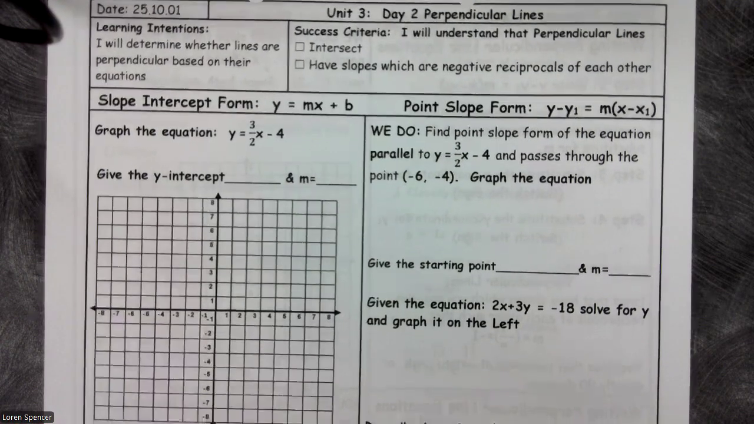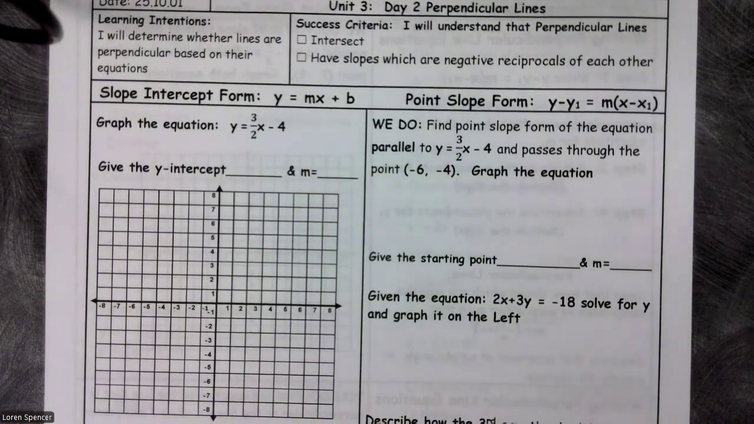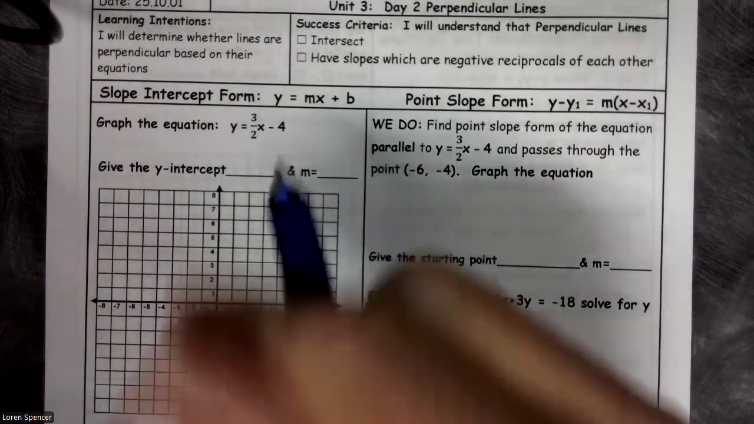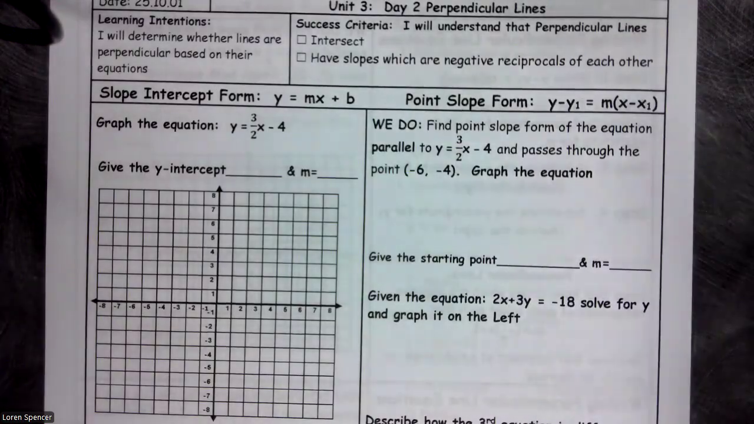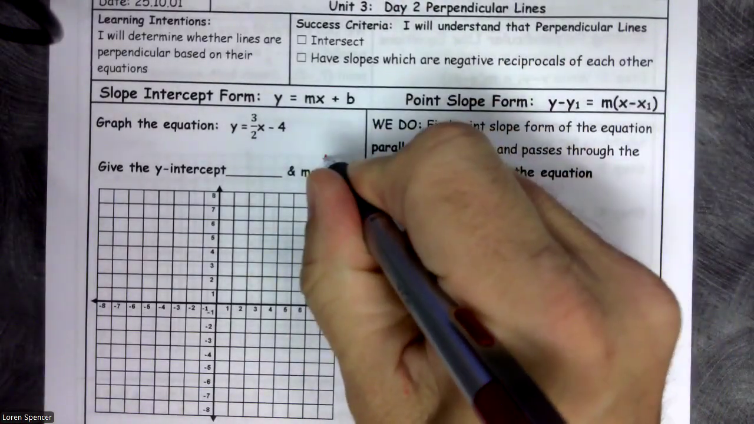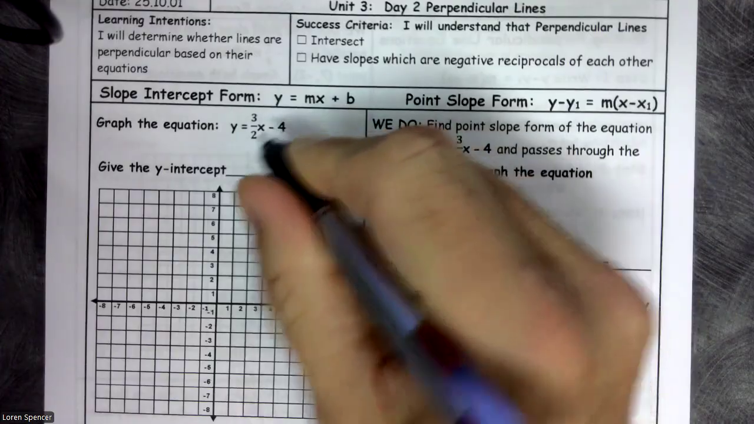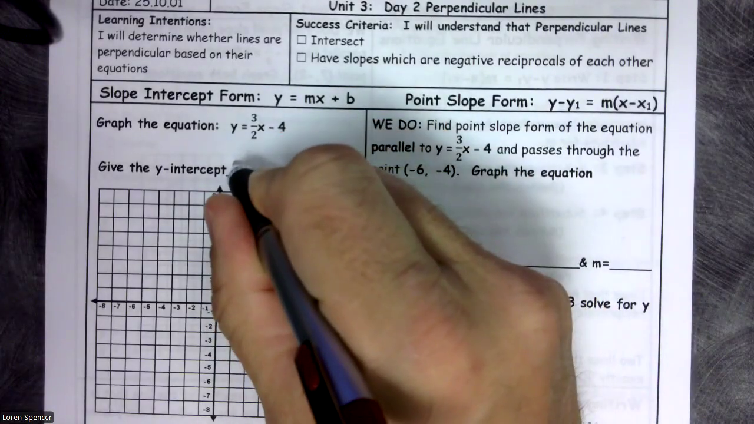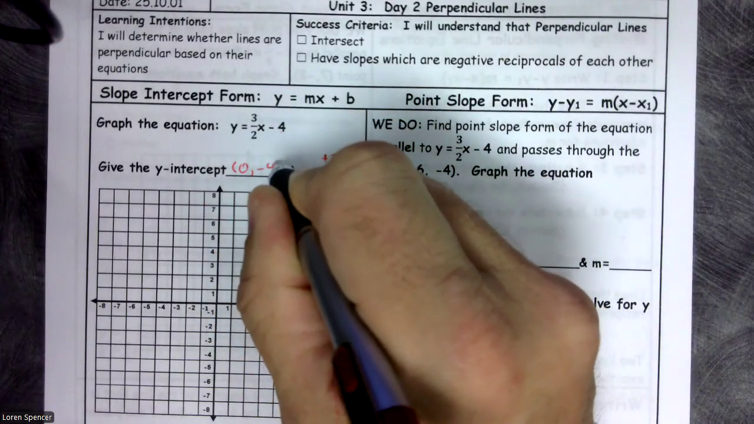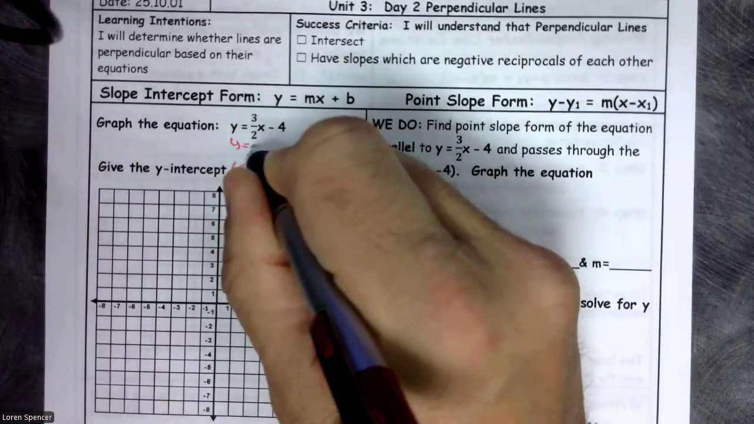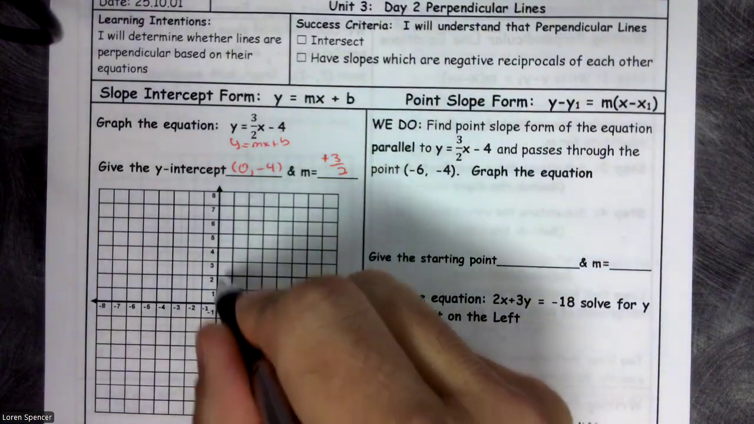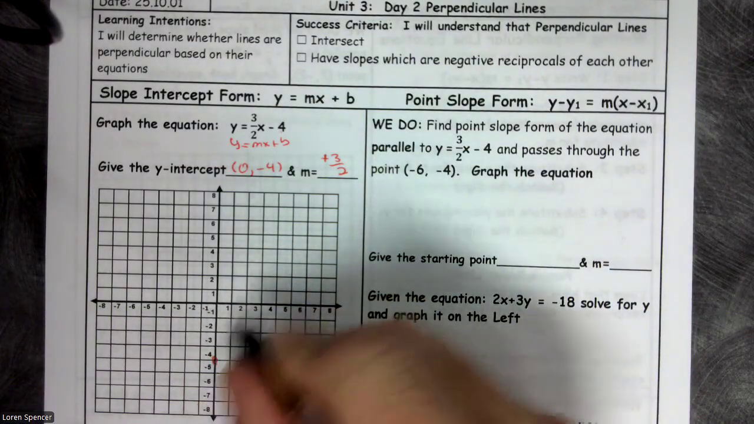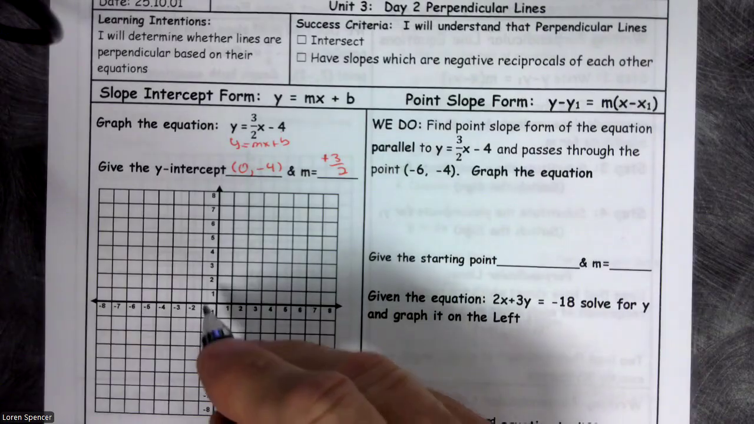So start off with a warm-up. It says graph the equation y equals 3/2 x minus 4. Give the y-intercept and m. So first off, my slope is a positive 3 over 2, and my y-intercept is (0, negative 4), because this is in y equals mx plus b. B is negative 4. We're going to go ahead and graph that. And my slope is positive 3 over 2.